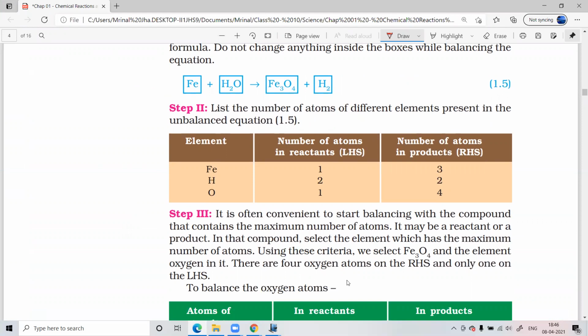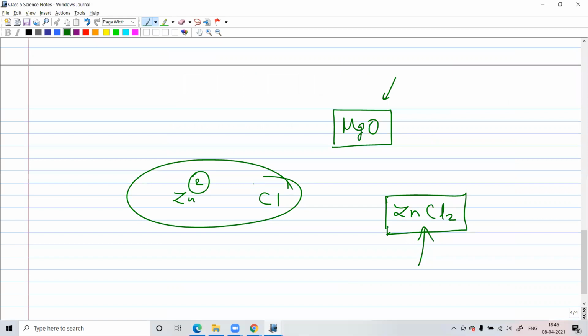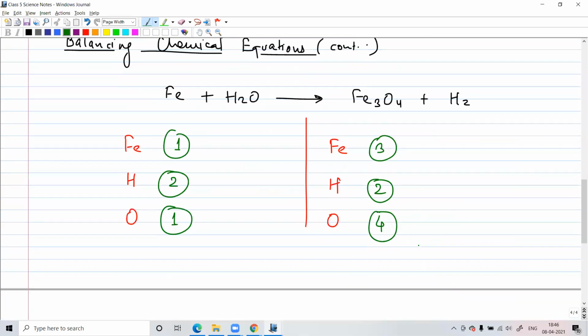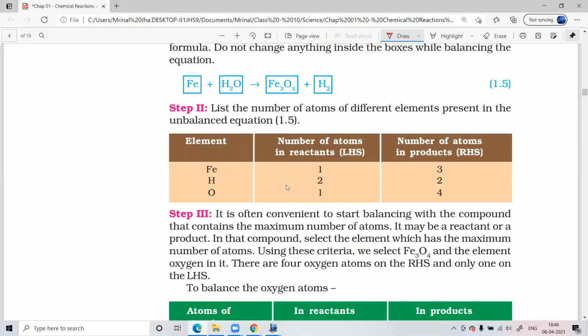Yes, sir. List the number of the atoms of different elements present in the unbalanced equation. Table 1.5, sir. That's okay. We have already done this step. We have already written all the number of atoms on the reactant side also, and number of atoms in the product side also. This is what they are asking you to do as the second step: list the number of atoms of different elements present in the unbalanced equation, number of atoms in the reactant, number of atoms in the product. Okay, we are already done with this step. Move on to the third one.